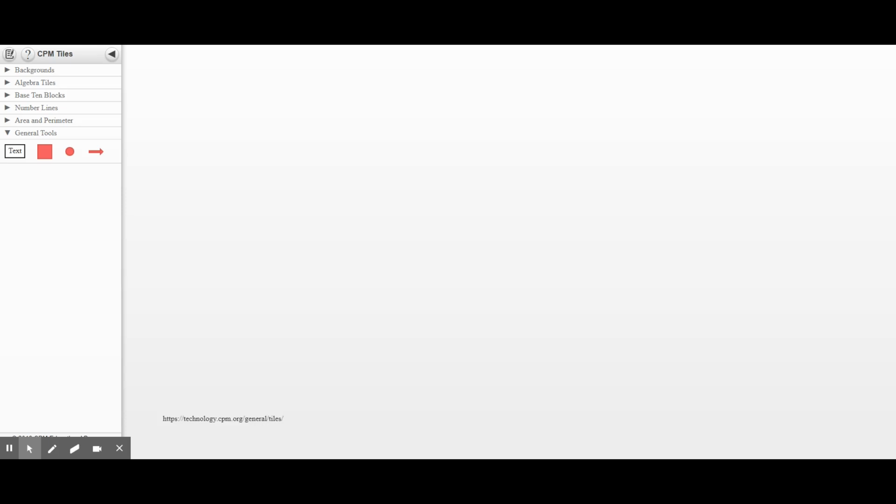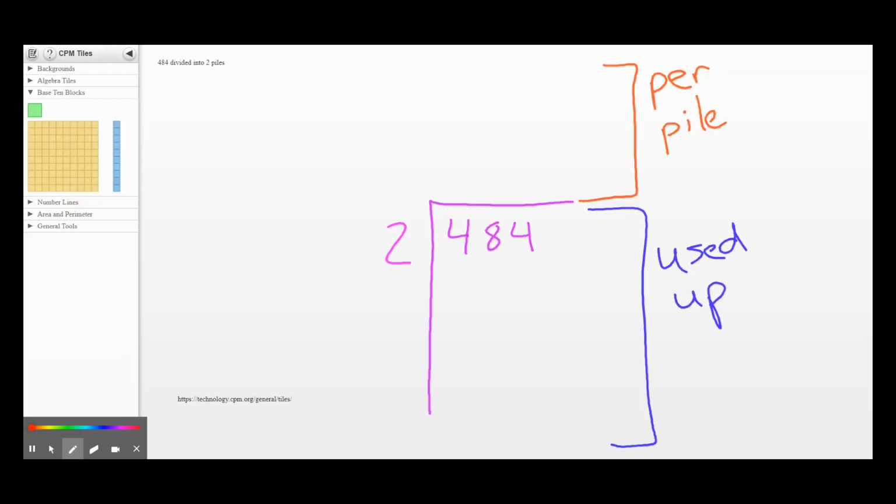Welcome to part 2 of the 3-part series, 3-digit by 1-digit division. For this question, don't build it yet. What I'd like you to do is picture it in your head. So we have 484 that we would like to divide into 2 piles.